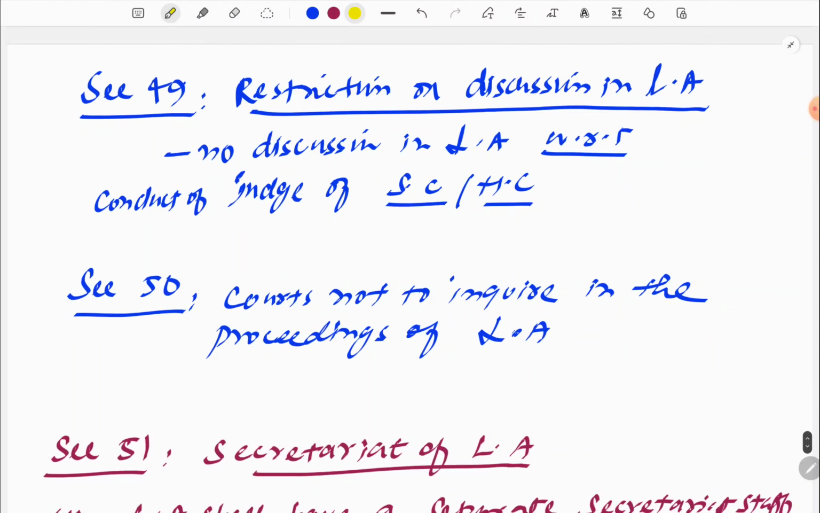Section 49 tells us about restriction on discussion in the legislative assembly. There can be no discussion in the legislative assembly with respect to the conduct of a judge of the high court or supreme court. You cannot discuss the conduct of any judge of the high court or supreme court in a legislative assembly. That's it.